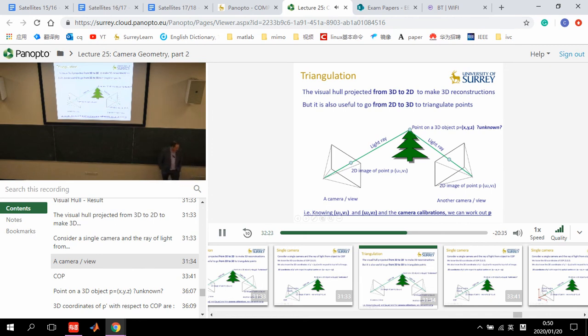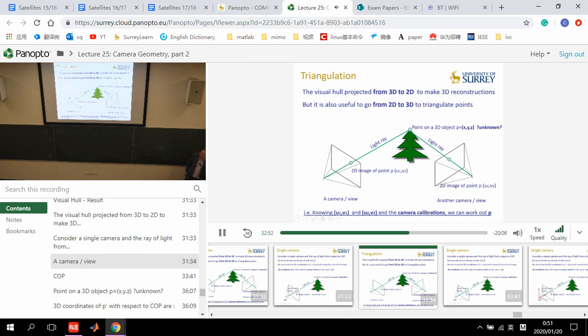So again, if we think about our tree and just a single point on our tree, our point P, if we image that point P from two different points of view, and we know the camera parameters, the intrinsics and extrinsics for those two points of view, then just from the pixel coordinates of the image of P in each view, we can recover the full 3D location of that point P.